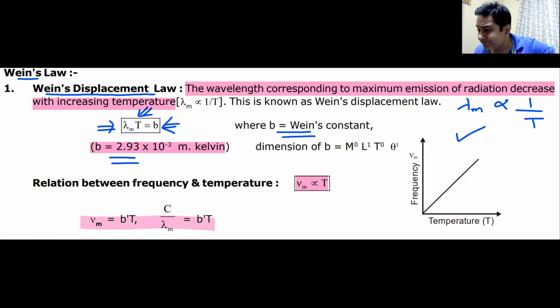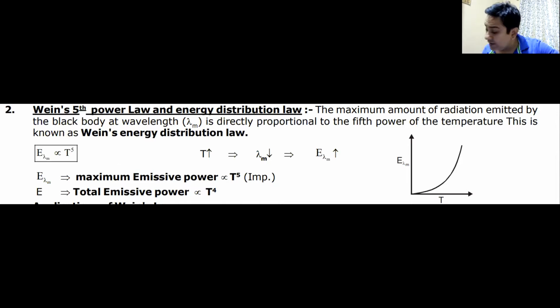Shall we move ahead now? Well, we move ahead with something known as Wien's fifth power law. And what is this Wien's fifth power law? We have already seen that the maximum energy, spectral emissive power, E lambda maximum, is directly proportional to T raised to the power 5, but the total emissive power is proportional to T raised to the power 4. Do we remember this? Yes or no?